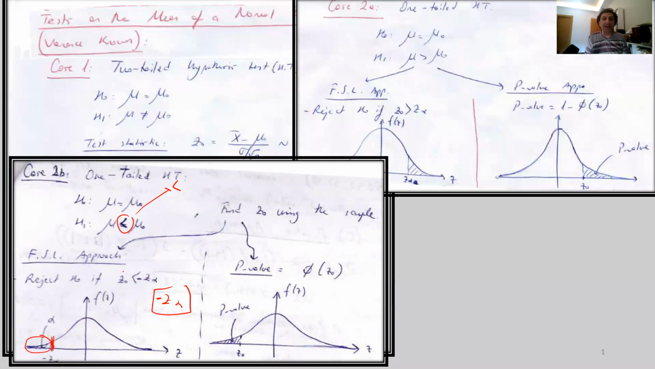So if your Z0 value is smaller than that value, in this region, this is going to be our critical region. This is going to be the acceptance region. I'm not going to repeat all the things. And when it comes to the p-value, it's going to be the area on the left tail here. So the p-value is going to be directly equal to the normal cumulative distribution function evaluated at the Z0 value.